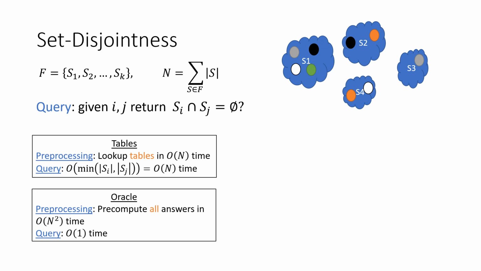The second algorithm is to construct an oracle by pre-computing the answers for all possible pairs of sets. The preprocessing time could be as large as order of N squared, which happens when all of the sets have constant size. The query is clearly answered in constant time by looking up the pre-computed answer.